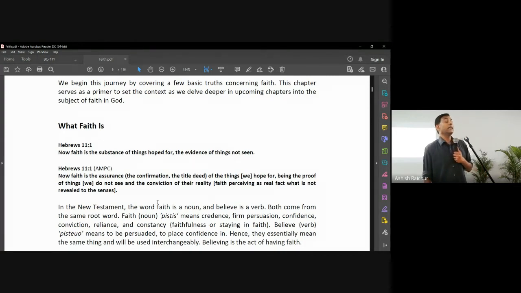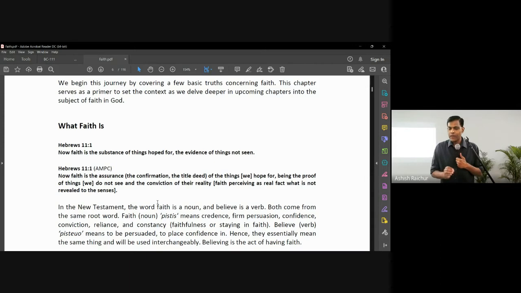So Hebrews chapter 11 is this great chapter about faith. The whole chapter is about faith. So before the writer of Hebrews can talk to us about all the great men and women of faith, he defines what faith is. What is faith? And this is how God, through the Holy Spirit, defines faith. He says, Hebrews 11, verse 1.